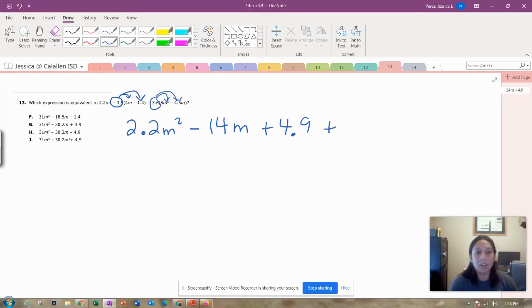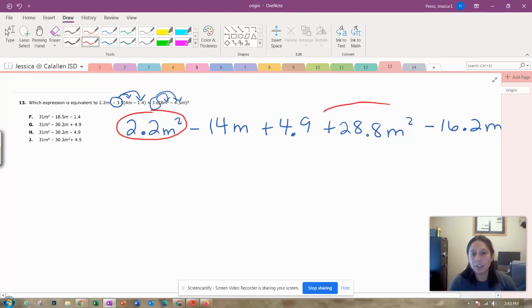And then over here, we have 3.6 that needs to be multiplied by both of those. So 3.6 times 8, that's 28.8m squared. And then next we have 3.6 times 4.5, which is negative 16.2m. Okay, now we are going to combine.